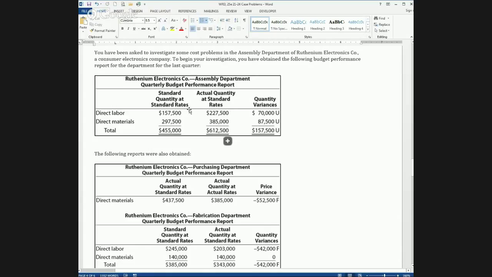I'm sorry, they were supposed to spend $157,000. They have at their flexible budget amount $227,500. And so the direct labor use variance is unfavorable almost by 50%.